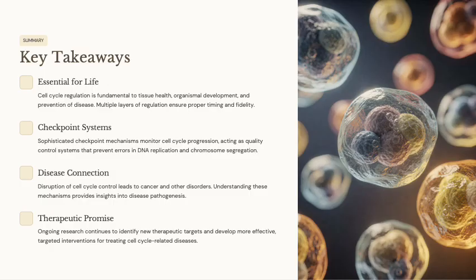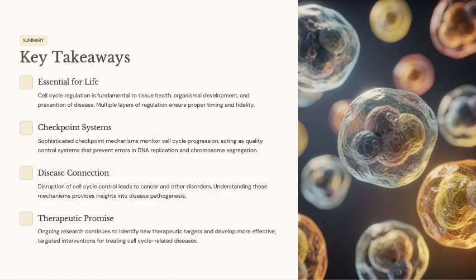Third, checkpoint systems play a critical role as quality control mechanisms. The G1/S checkpoint, the G2/M checkpoint, and the spindle assembly checkpoint continuously monitor DNA integrity, replication accuracy, and chromosome alignment. These checkpoints prevent damaged or unprepared cells from progressing through the cycle, thereby preserving genomic stability.